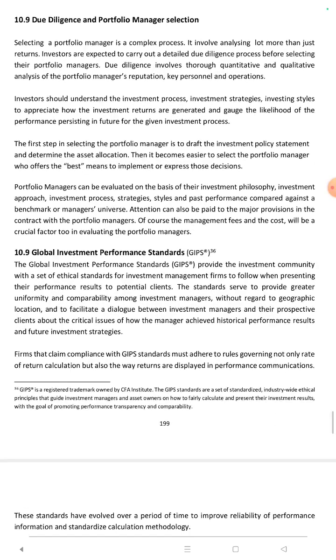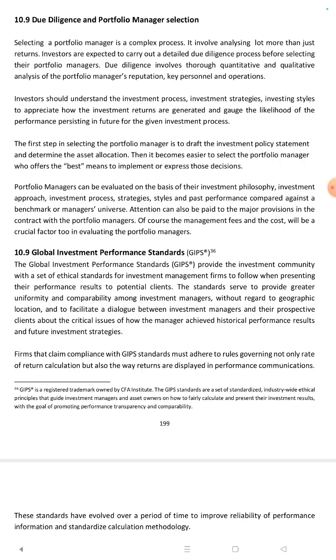Due diligence and portfolio manager selection. Selecting a portfolio manager is a complex process. It involves analyzing a lot more than just returns. Investors are expected to carry out a detailed due diligence process before selecting the portfolio manager. Due diligence involves thorough quantitative and qualitative analysis of the portfolio manager's reputation, key personnel, and operations.